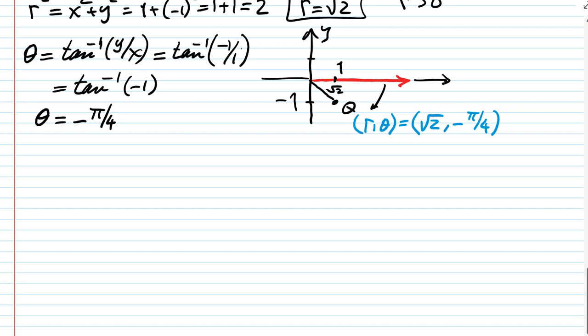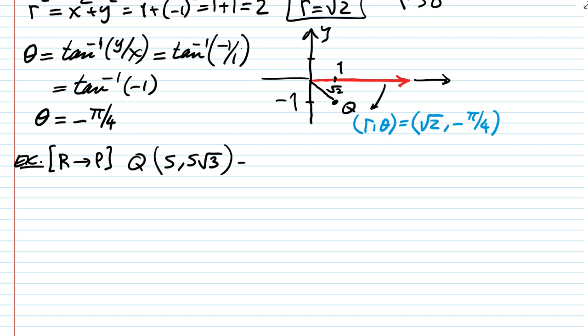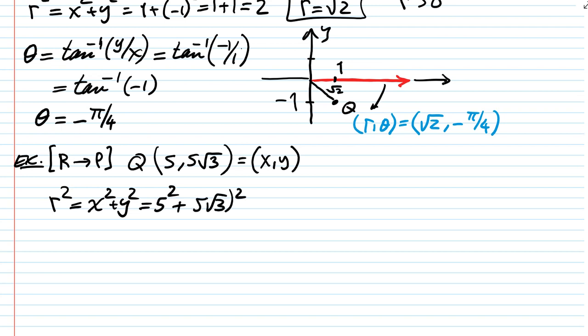Well, let's take a look at another example. This next example, again, we're going to convert from rectangular to polar. So this time the point, let's say this point is 5 and 5 root 3. And this is going to be my x and y. So let's do our r squared right away. r squared is going to be x squared plus y squared. x is 5 squared plus 5 root 3 squared. And the whole thing is going to be 25 plus 25 times 3 is 75. So that makes it 100.